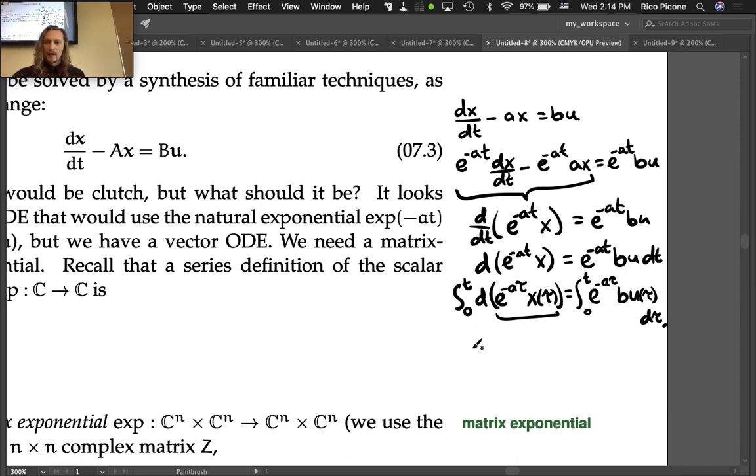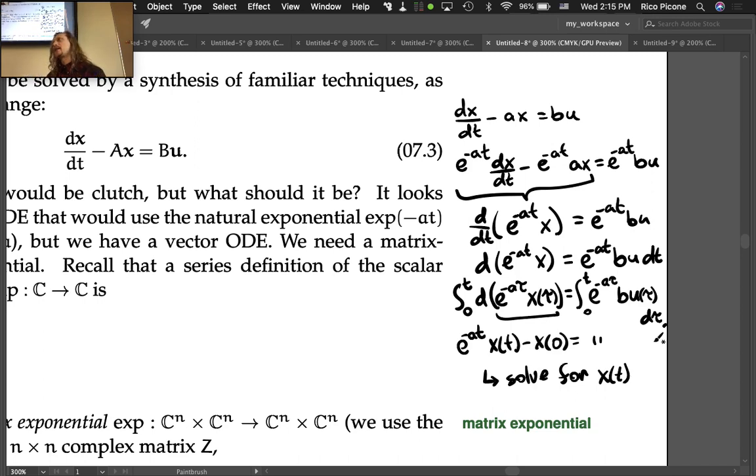So we would get e to the minus a t x of t minus e to the 0, which is just 1, right? x of 0, the initial condition, equals the same right-hand side. And then you would simply solve for x of t. Just add x of 0 to both sides, and then multiply e to the a t to both sides, and you'd get your solution, x of t. So that's how we used integrating factors before. Is that ringing some bells, maybe? A little bit. Some faint bells back there.